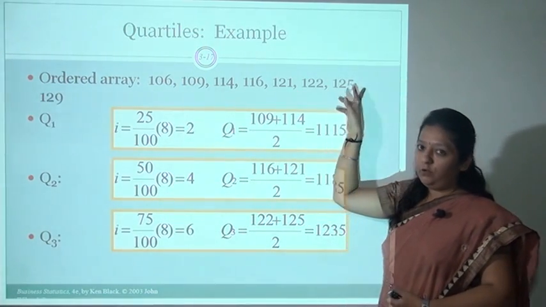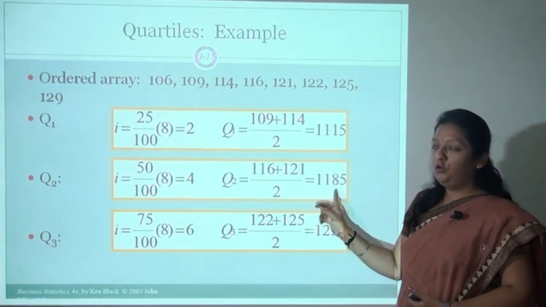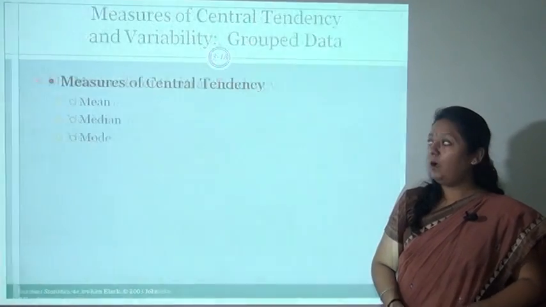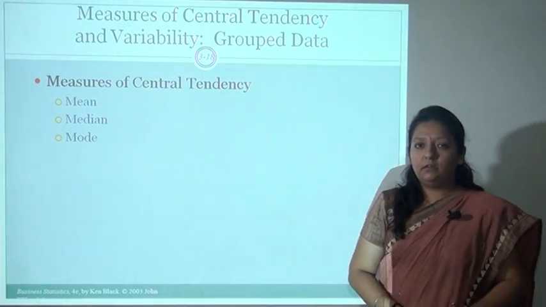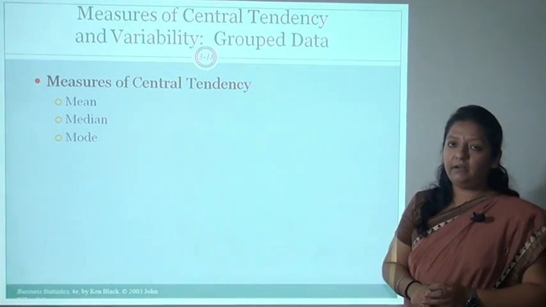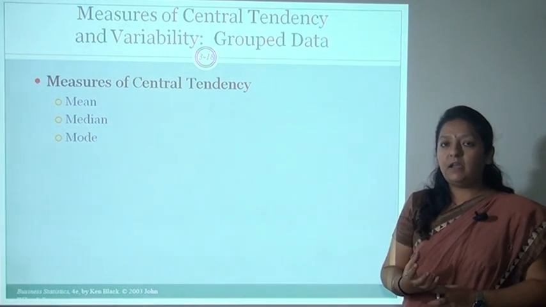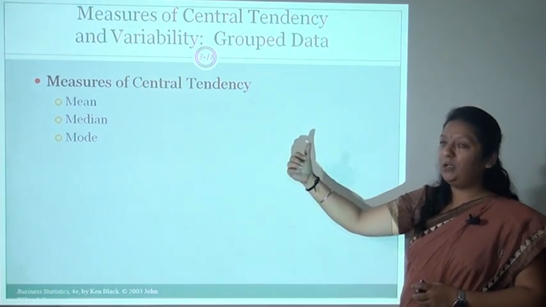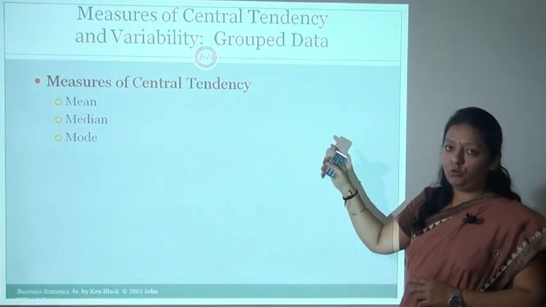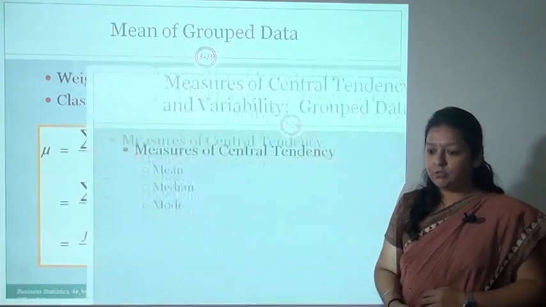We are having n number of observations in an array, so we'll be having a value of 185 and similar. Now the next topic for discussion is calculating the measures of central tendency for group data. Now we'll understand how to calculate mean, median and mode, all three measures of central tendency, for group data.